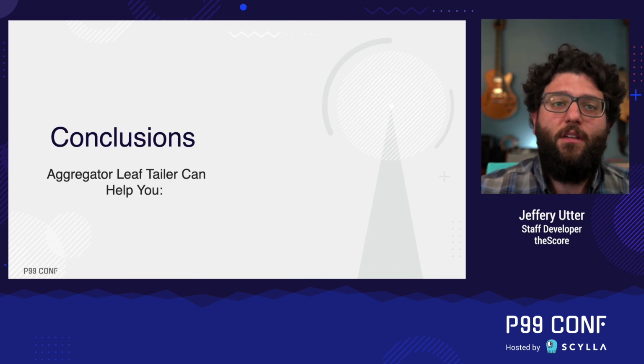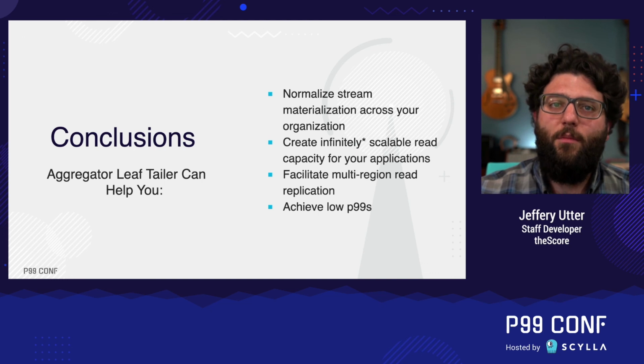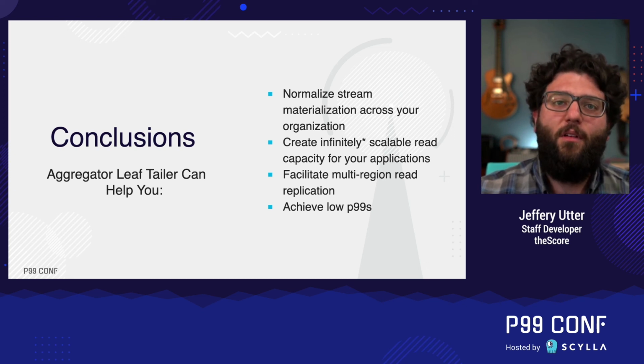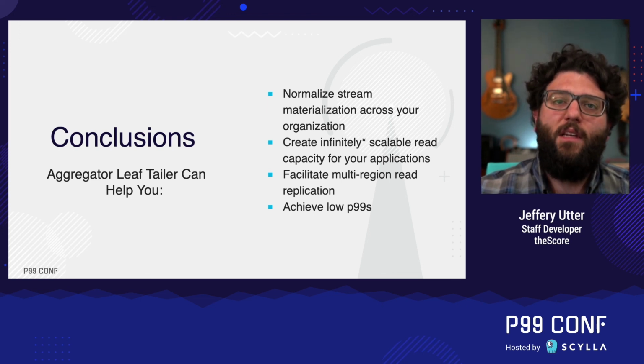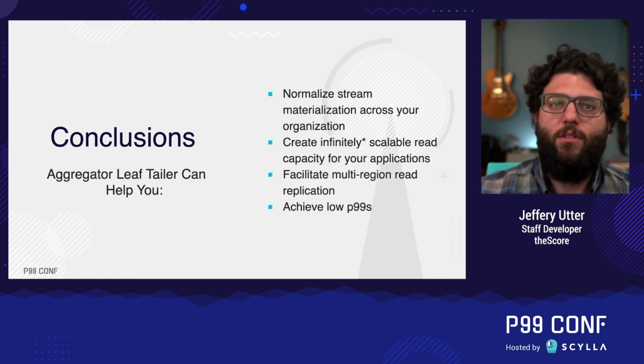So in conclusion, I just want to say this aggregator leaf tailer pattern can really help you out in some situations. It's not the solution for everything, but for us, it's really helped normalize stream materialization across our whole organization. It also allows us to have infinitely scalable capacity. Basically, you're limited by how much you want to pay for disk space and CPU. It's helped us facilitate multi-region replication. Now, there are many ways to do this, but this works well for us. And finally, it helps us achieve those low P99s.